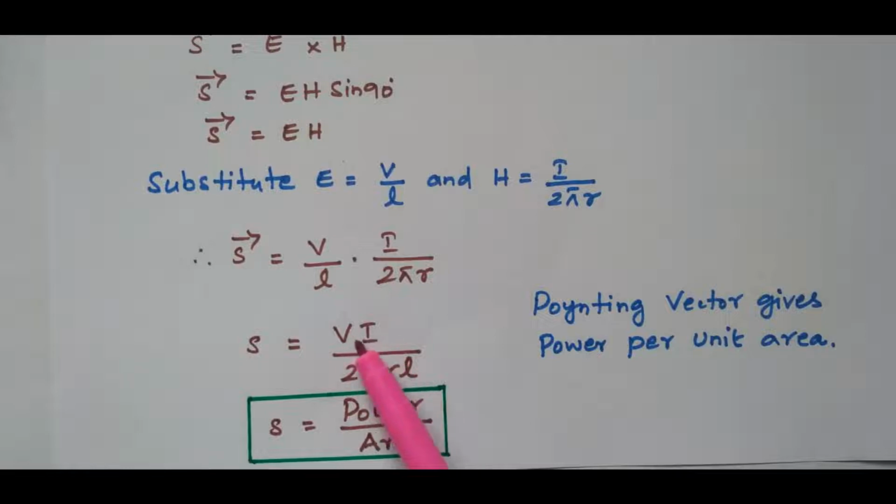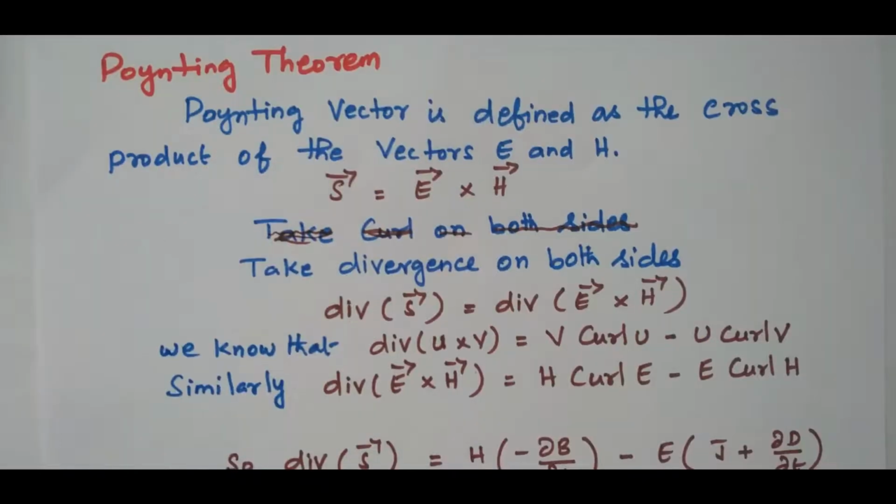This V into I is nothing but power, voltage into current. 2 pi RL is nothing but an area. So power divided by area. So the Poynting vector gives power per unit area. Now we'll go to the Poynting theorem.